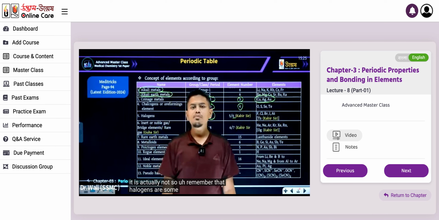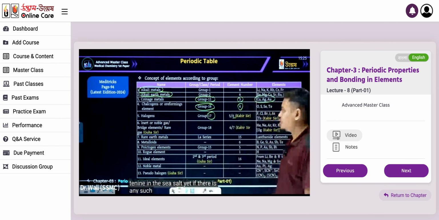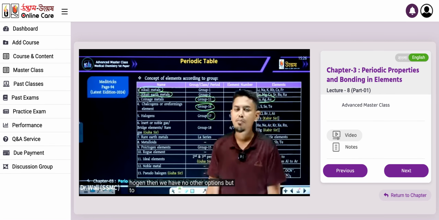Remember that halogens are some elements which are found in sea salt, and we did not find tennessine in the sea salt. Yet, if there is any such option where only tennessine is the feasible answer in detecting the halogen, then we have no other options but to mark it as the correct one.